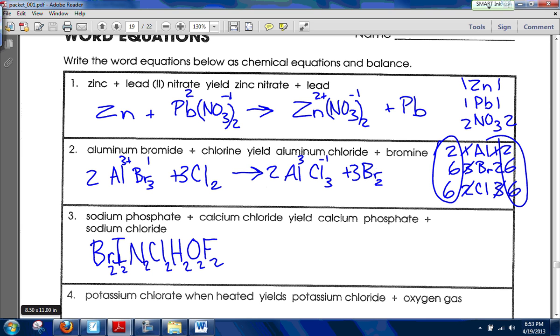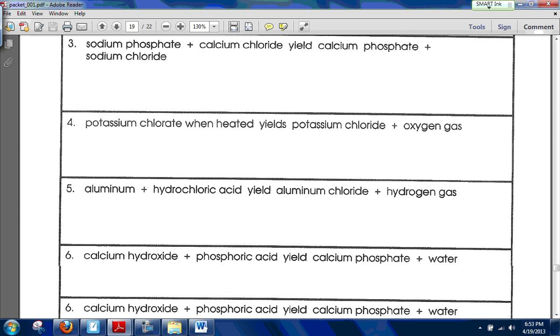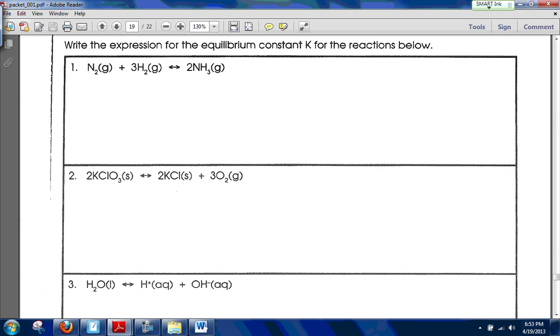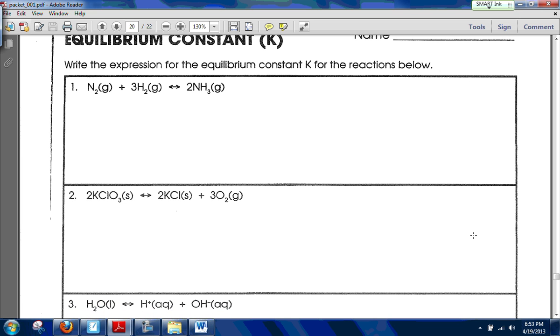All right. Moving on. There we go. Almost to the last examples. Write the expression for the equilibrium constant for the reactions below. Okay, this is another one that we haven't really done in class, but it's on your formula chart, so that's what we're going to do.